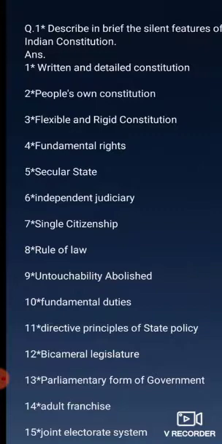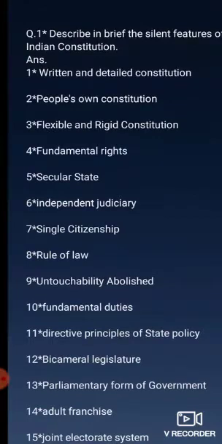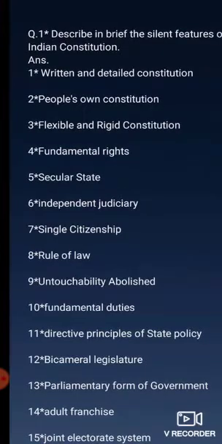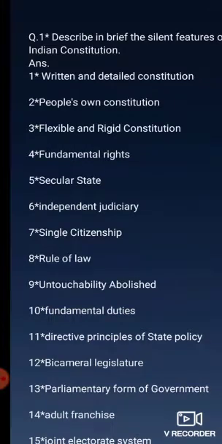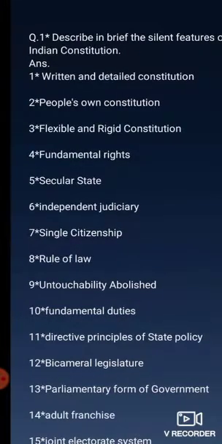Next one is independent judiciary. Independent judiciary is a bulwark. Bulwark means defensive wall, a defense of democracy. The Indian Constitution makes provision for the establishment of an independent judiciary. An independent judiciary is essential not only for the protection of the fundamental rights of the people but is equally essential in a federal government.